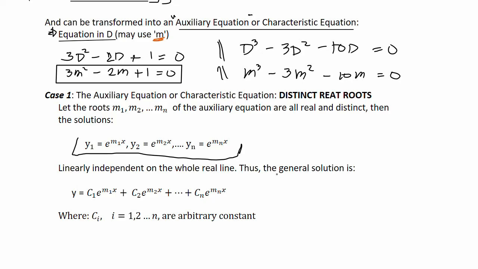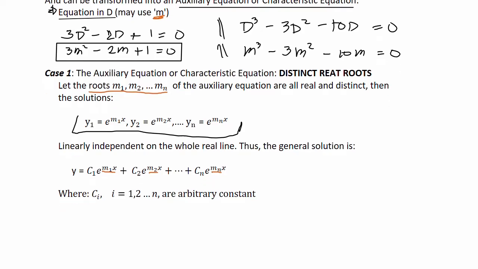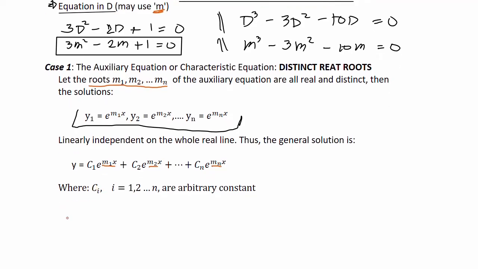Thus, the general solution is y is equal to c1 e^(m1 x) plus c2 e^(m2 x) plus, until such time, cn e^(mn x), where again m sub 1, m sub 2, up to m sub n are the roots of our auxiliary equation. So to further discuss this, let's have an example.